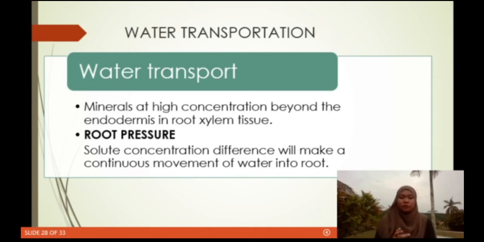Next, the second point is root pressure. Solute concentration difference will make a continuous movement of water into the root. When there is a solute concentration difference, higher water composition and lower water composition, there will be a movement of water into the root. Because of this movement, root pressure happens. Root pressure helps the water move upward into all parts of the plant. Let's go to the next slide.